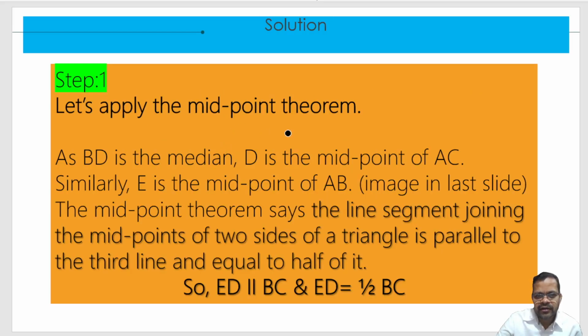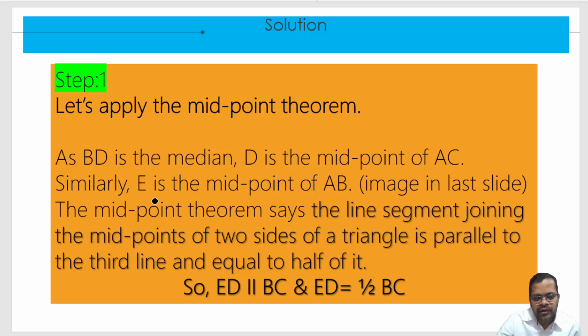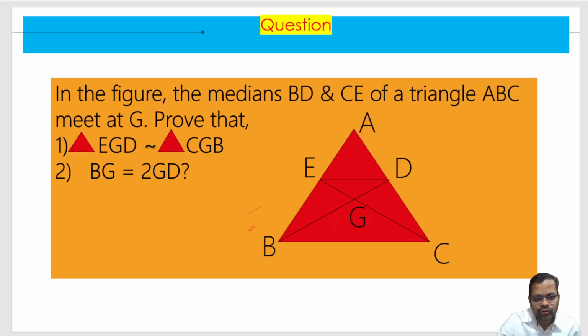So let's apply the midpoint theorem. Okay, we already have studied the midpoint theorem. What the midpoint theorem says, if BD is the median, then D is the midpoint of AC. Look at the triangle. If BD is the median, then D is the midpoint of AC. Yes, the median divides the AC side into two halves. Similarly, if E is the midpoint of AB, it also divides AB into two parts.